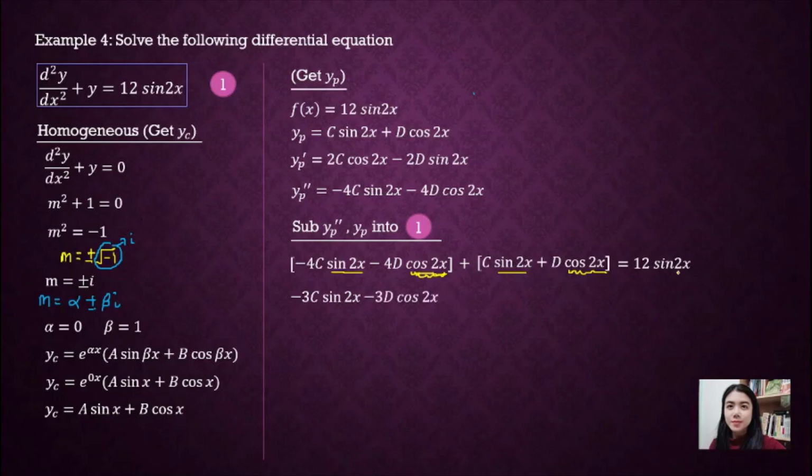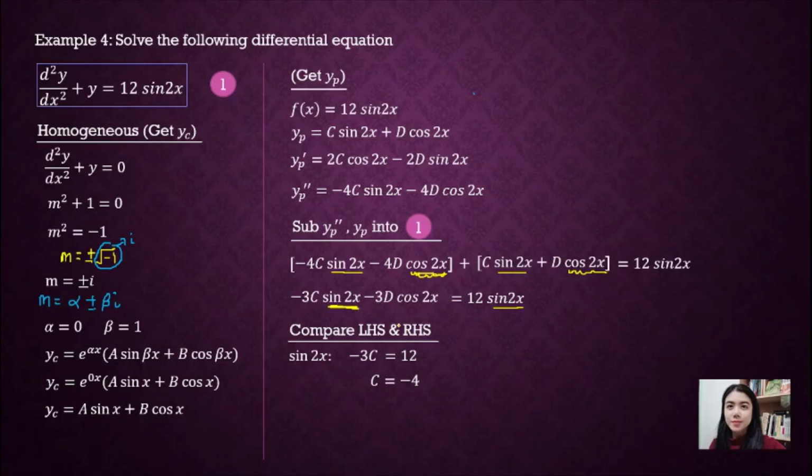For the right hand side, we have the same thing. Then we're going to do the comparison. We're going to compare the left and right. Let's just look at the sine 2x. For the left hand side, you have sine 2x. For the right hand side also you have the sine 2x. But for the left hand side, the thing in front of the sine 2x is actually negative 3c. For the right hand side, you have 12. So you simplify, we have your value of c that is actually equal to negative 4.